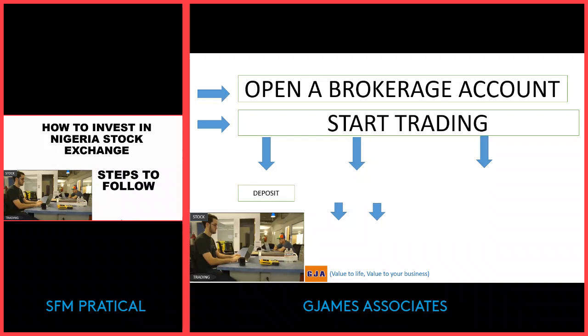And after that, you will need to mandate the stockbroker whether you want to buy or whether you want to sell. So what is a mandate? A mandate, simply put, is an authorization, an instruction from you to your stockbroker that they should either buy on your behalf or sell on your behalf. So that is what a mandate is, or mandates are.